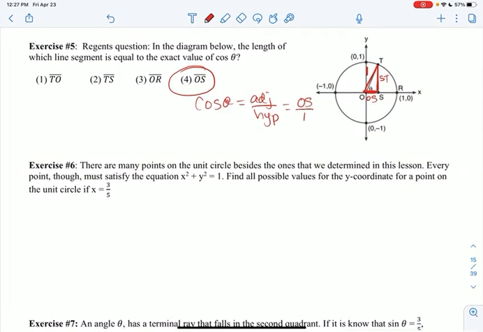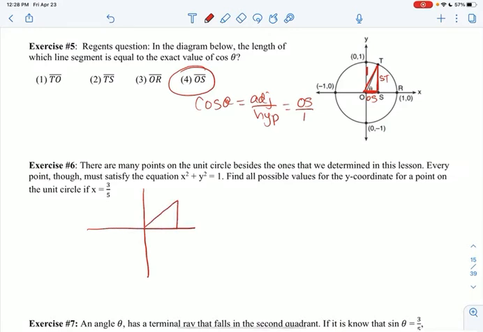Number 6. There are many points on the unit circle besides the ones that we determined in this lesson. Every point, although, must satisfy the equation x squared plus y squared equals 1. So the unit circle has a radius of 1. Find all possible values for the y-coordinate for a point on the unit circle if x equals 3/5. All right, so there's two different ways to do this.